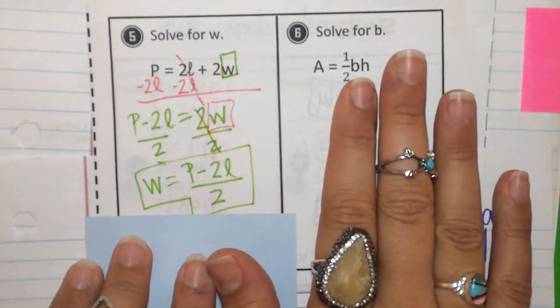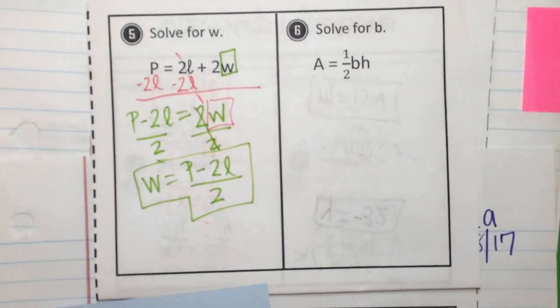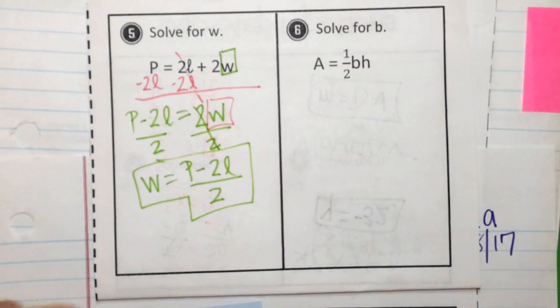Alright, can you try this one without me? Try this one. How would you get rid of that fraction? Multiply by 2. The reciprocal. Good.